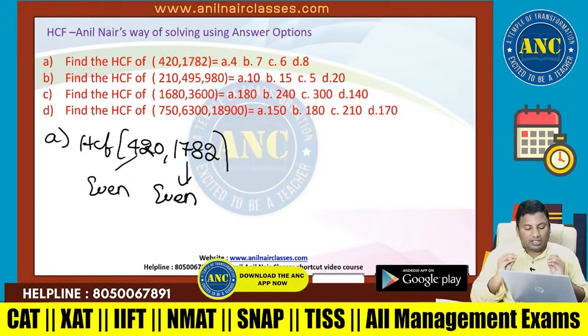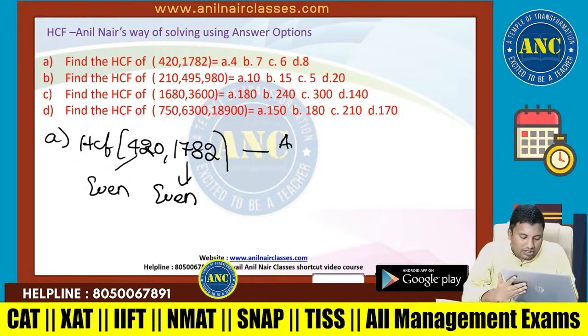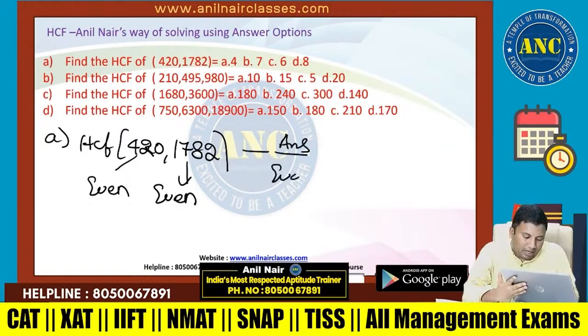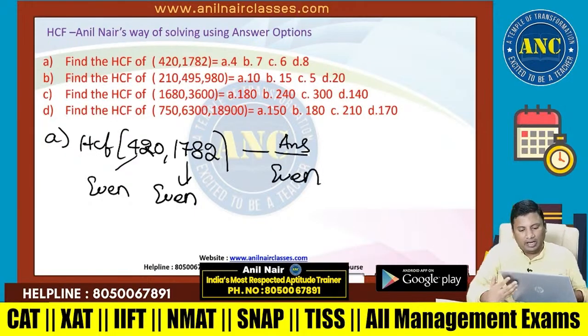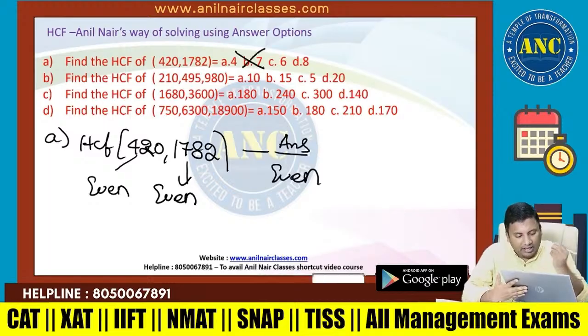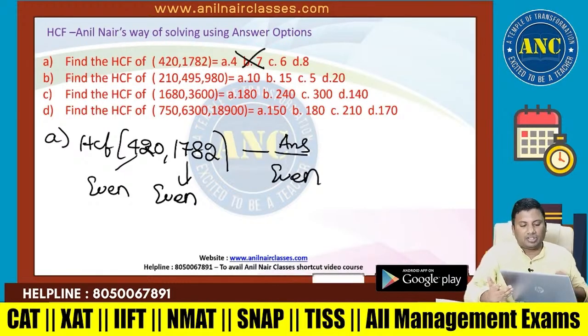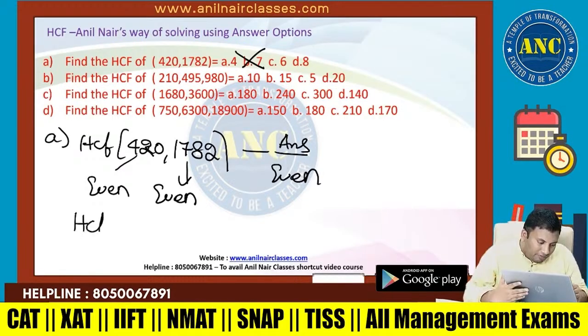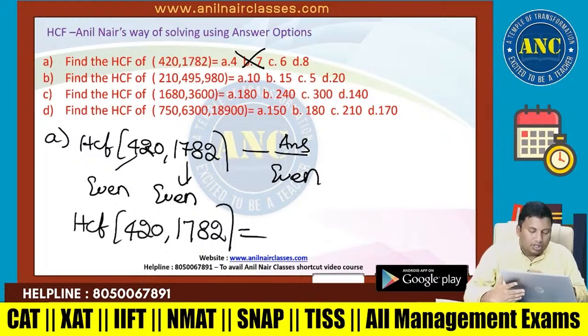If two numbers are even numbers, the answer should be an even number. 7 is cancelled. First way: H.C.F. of two even numbers is an even number. Next one: H.C.F. of 420 and 1782. Listen carefully.